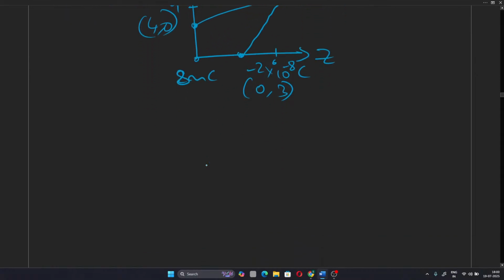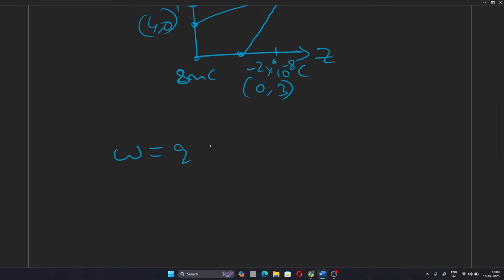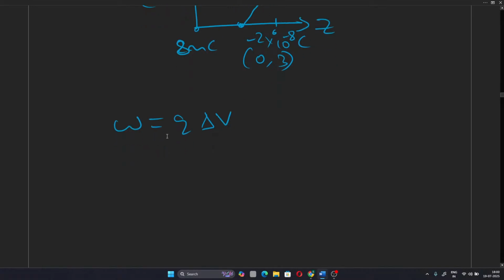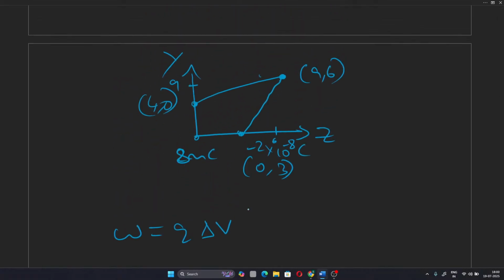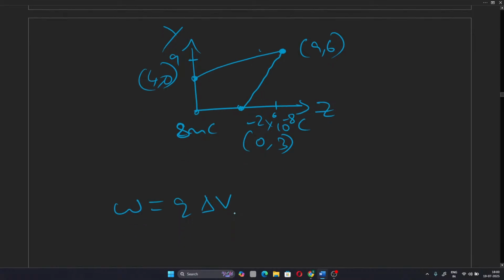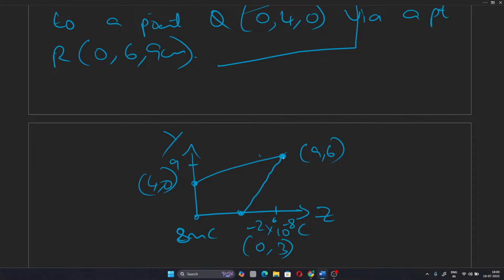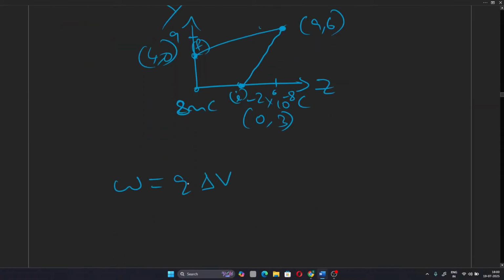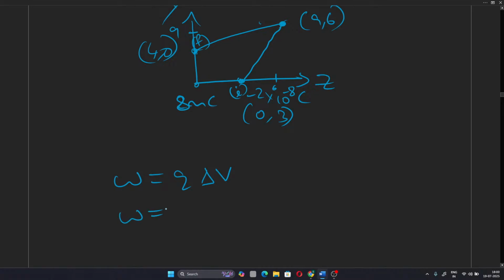And we know the formula. Work done equals Q delta V. I don't think we need to consider this point here. We only need 2 points, that is these 2 points. The initial is here, final is here. The path doesn't matter.